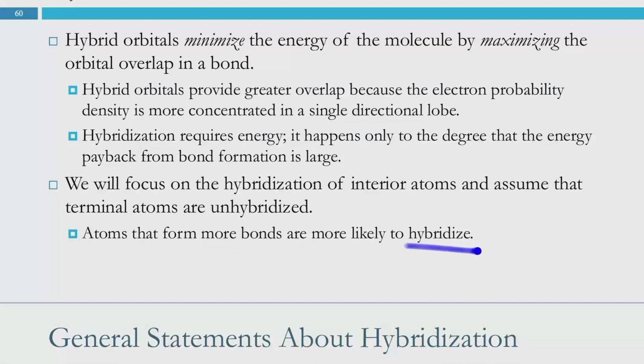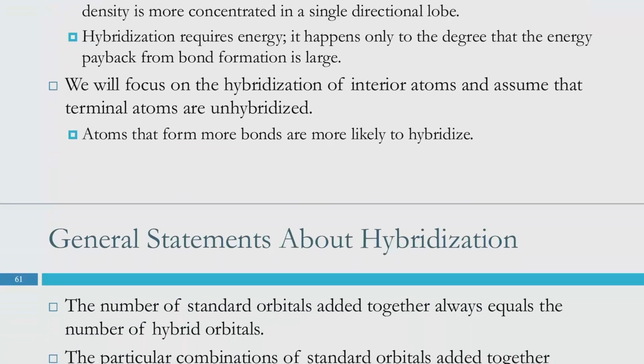Atoms that form more bonds are more likely to hybridize. We are going to focus on hybridizing interior atoms. Terminal atoms, ending atoms, are unhybridized, which is nice.